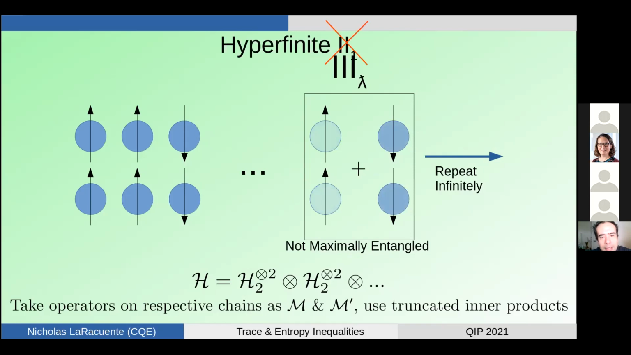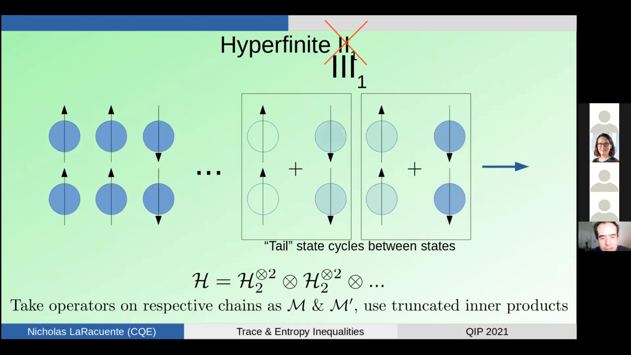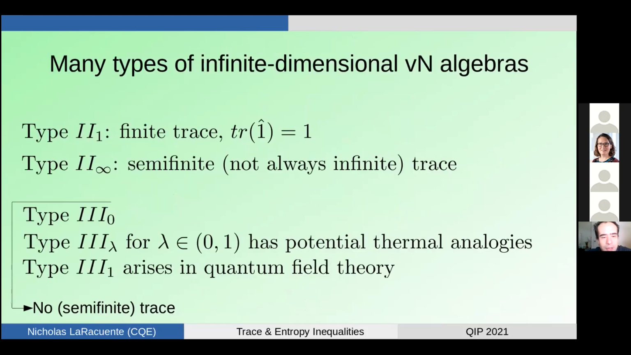Now, if we took a non-maximally entangled state, instead of the maximally entangled state, we would also get a von Neumann algebra, in this case what's called the hyperfinite type III lambda, where lambda is a parameter that depends on what state we chose. And we could even have a sort of cycling tail where it doesn't converge to any infinitely repeated state. This also gives us a von Neumann algebra, in this case the hyperfinite type III-1. So there are many kinds of infinite dimensional von Neumann algebras beyond type I.